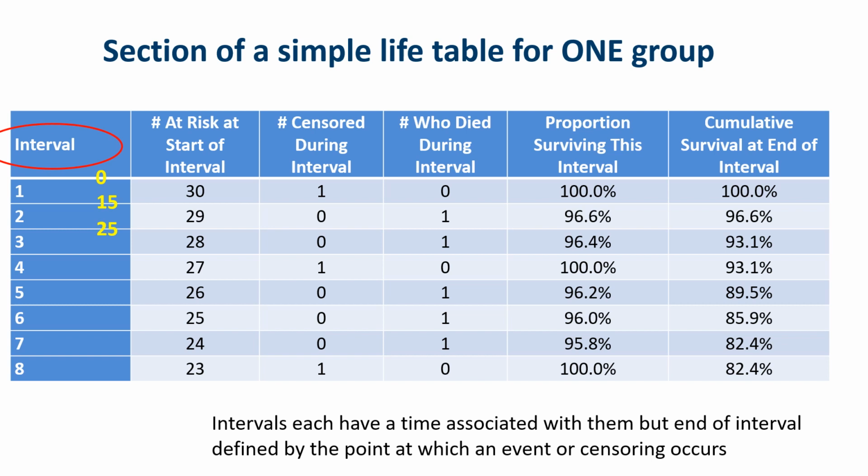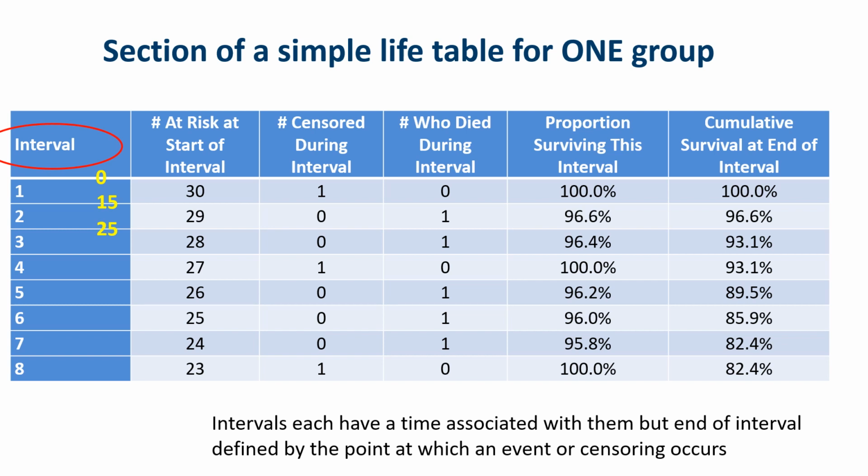So one person dropped out, and if you go along to the penultimate column, the proportion surviving that interval, it's actually still 100% because nobody actually died. Somebody just dropped out, but dropping out doesn't mean you didn't survive. So we still got 100%. And the cumulative survival at the start, well, that's still 100%. This is the first interval, so that's easy.